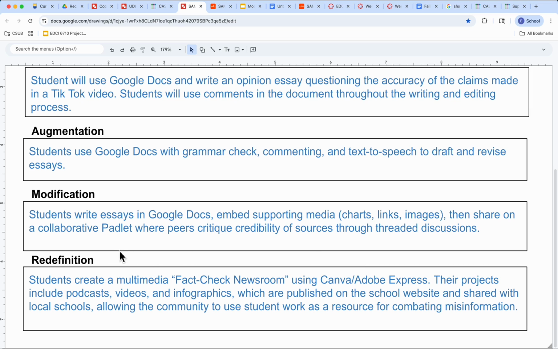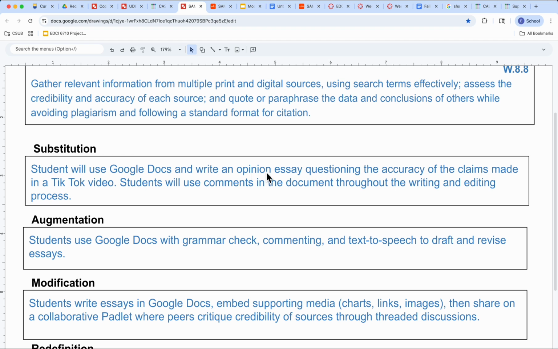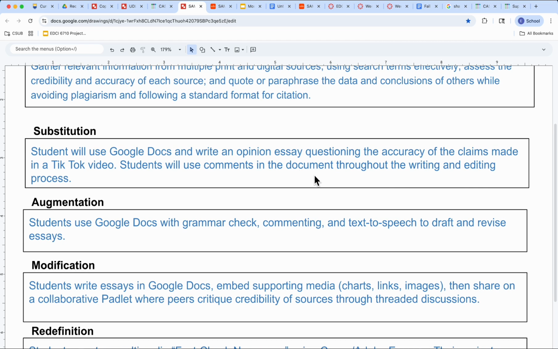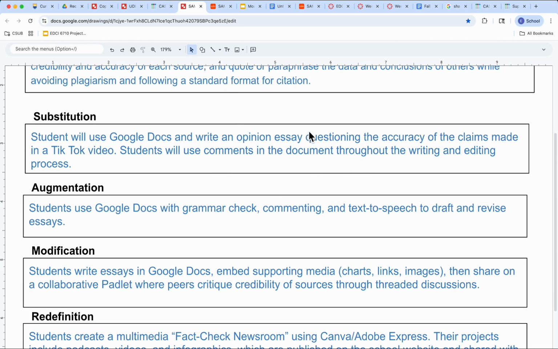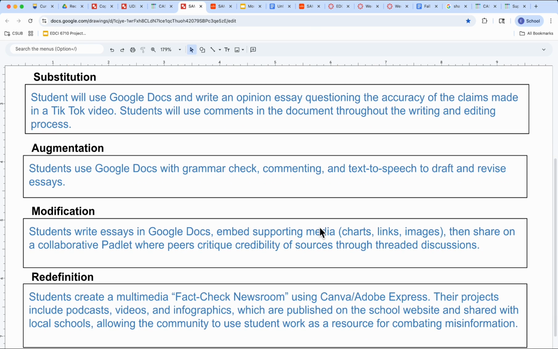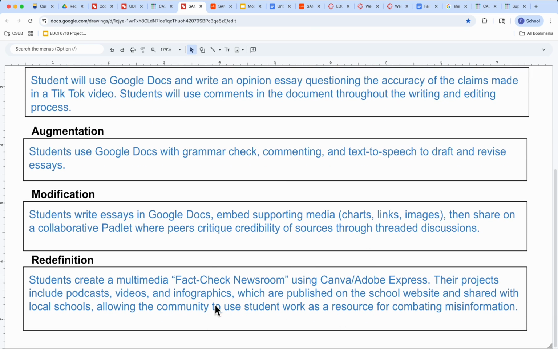So think about the big thing that happens with redefinition, which is oftentimes publishing. So the key things here: podcasts, videos, infographics, sharing with the community, using it as a resource. Again, when you're way up here in substitution, a lot of these things tend to be sequestered to the teacher. They don't really make it outside of the four walls of the classroom. Typically, when you get down here to redefinition, you're causing an action. You're breaking outside of the four walls of the classroom.